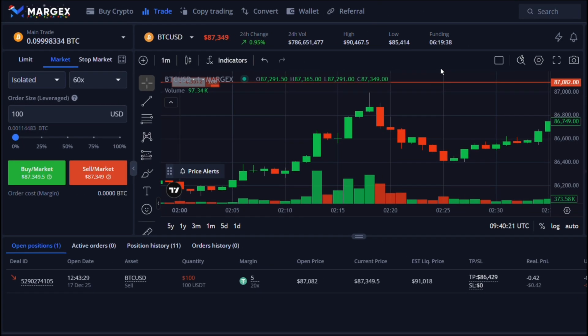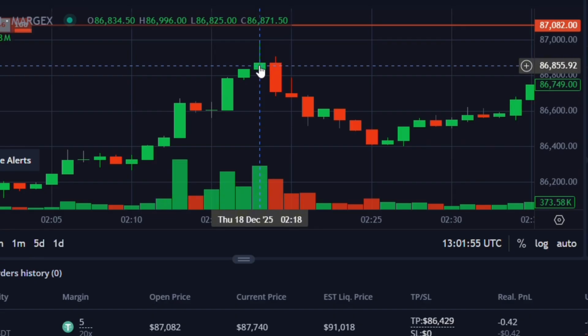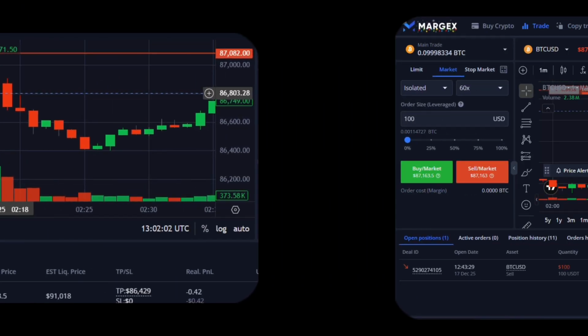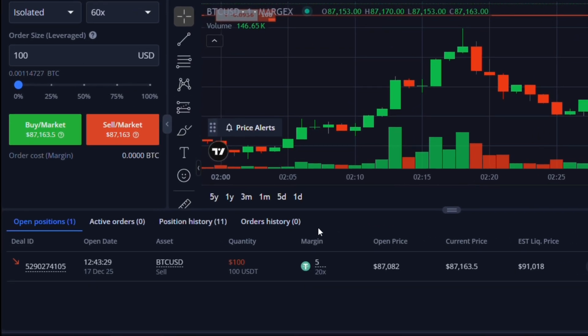Here in Margex, we already have the chart open. Move the cursor to the recent price action. See this area where the market tried pushing higher and then pulled back? That's the resistance zone, sitting near $86,900. If we use the resistance method, placing a take profit slightly below this zone, for example, $86,800, would make sense. Now let's look at the same idea from a deposit-based perspective, using Margex.